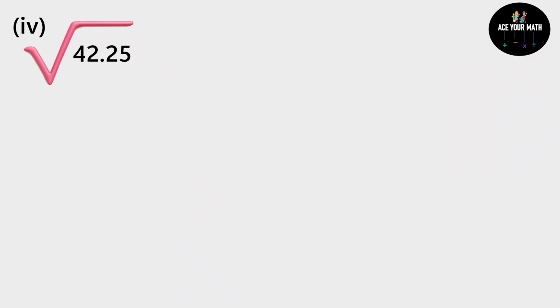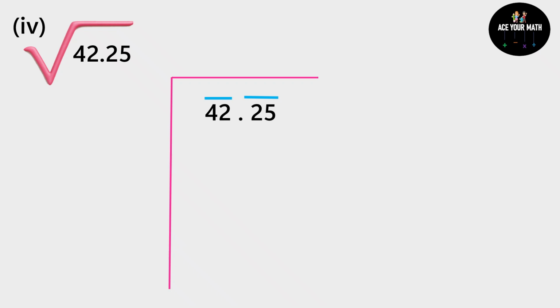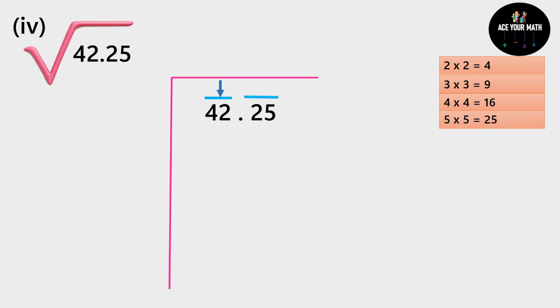See, all sums are similar. Just follow the steps. Write down the number, put lines, form groups. Now we will consider 42. Now we will look for squares of numbers. Write down the numbers till you get a number less than 42 or 42. See, 6 square is 36 and 7 square is 49.